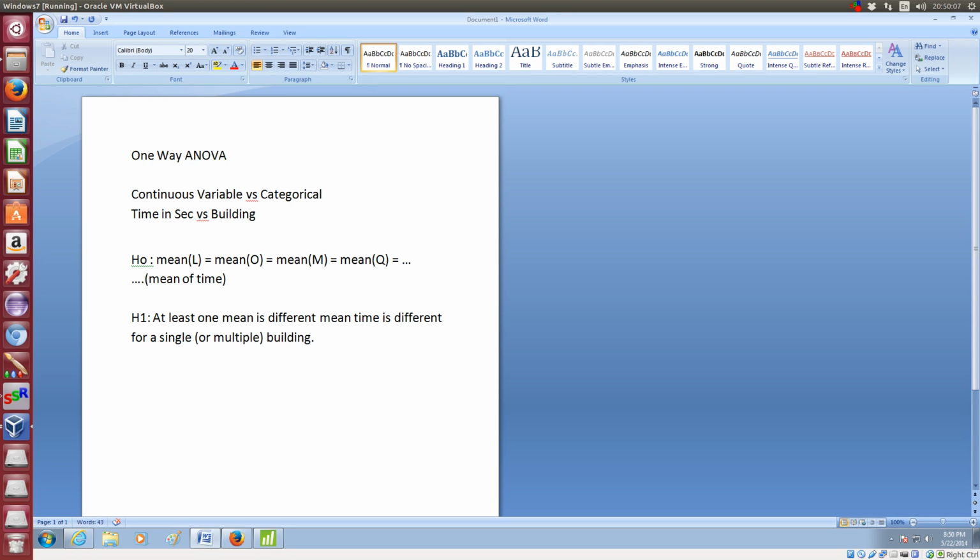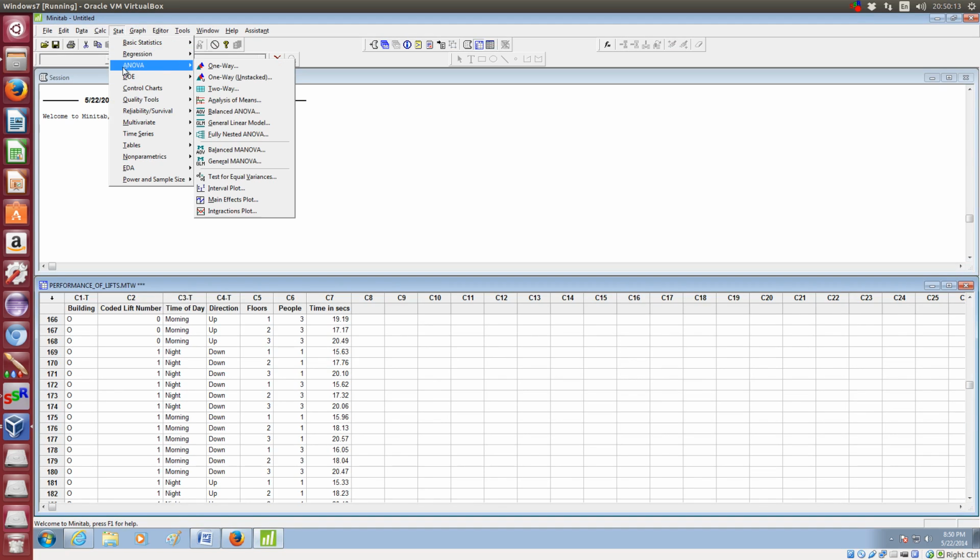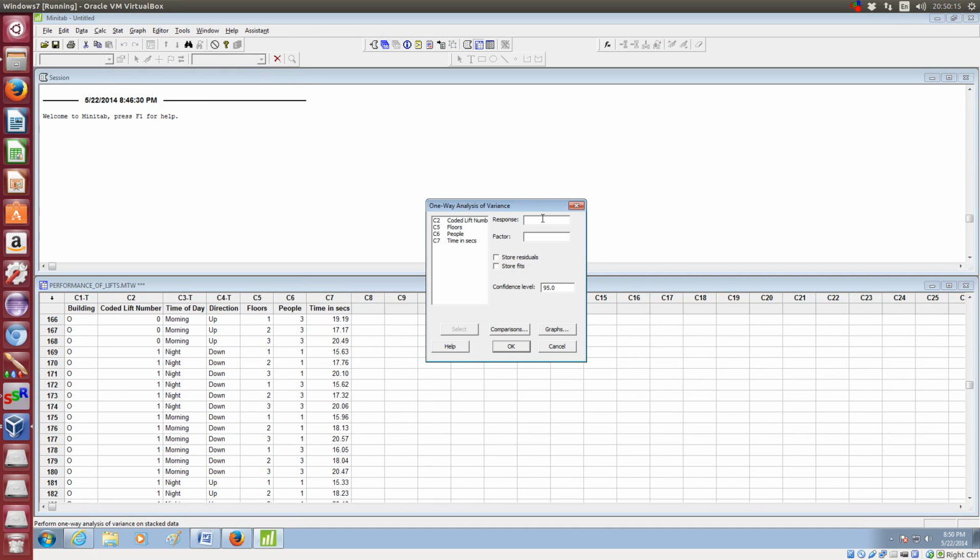Okay, so we're going to perform a one-way ANOVA in order to do that. So let's just do that. This is quite simple. You just go to Stat, ANOVA, One-Way. The response variable is the continuous variable, so in this situation, that's the time in seconds. The factor is what you want to split it up on. So in this situation, the factor is the building.